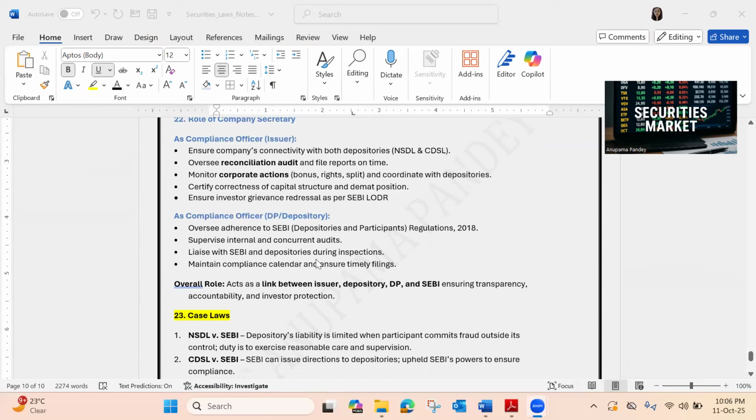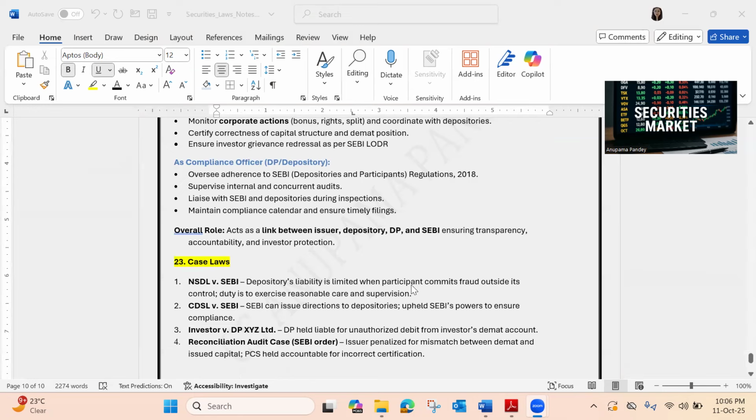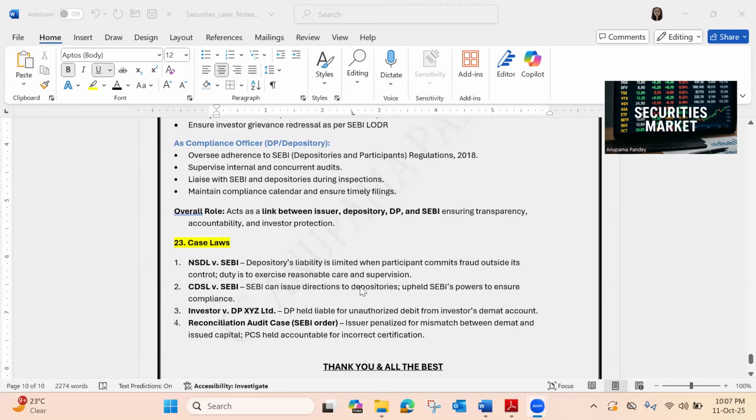एज कंप्लायंस ऑफिसर और डिपॉजिटरी एंड डिपॉजिटरी पार्टिसिपेंट्स आपका क्या रोल है? मतलब अगर आप डिपॉजिटरीज एंड डिपॉजिटरी पार्टिसिपेंट्स की कंपनी सेक्रेटरी हैं, कंप्लायंस ऑफिसर हैं, तो वहां पे आपका क्या रोल रहेगा? To oversee the adherence to SEBI Depositories and Participants Regulations 2018, supervise internal and concurrent audits, liaise with SEBI and depositories during the inspections, maintain compliance calendar, and ensure timely filings. So एक ओवरऑल रोल आप क्या बोल सकते हो? To act as a link between issuer, depository, depository participant, and SEBI, and ensuring transparency, accountability, and investor protection is the role of a compliance officer.